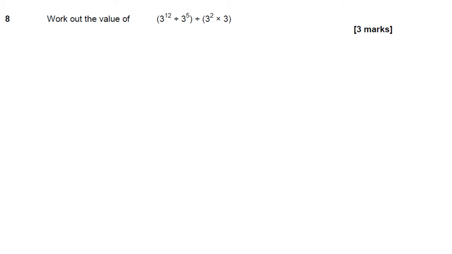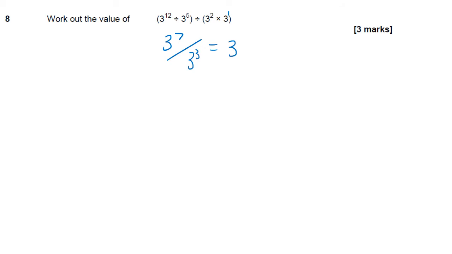Right, question 8, another one with bases and powers. So we've got 3 to the power of 12 divided by 3 to the power of 5. If we divide, we subtract the powers. So 12 minus 5, that's 3 to the power of 7. Divided by 3 squared times 3. Now 3 is just 3 to the power of 1. So add those powers. That's 3 to the 3.